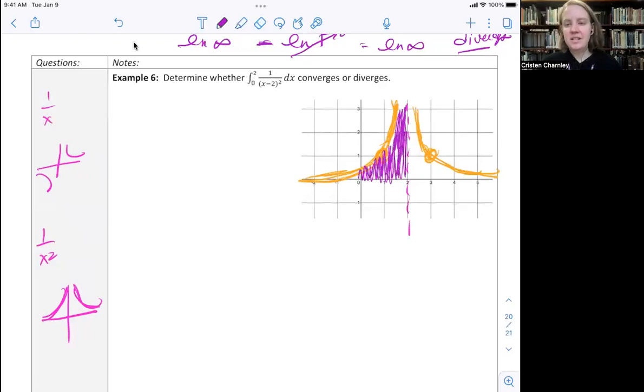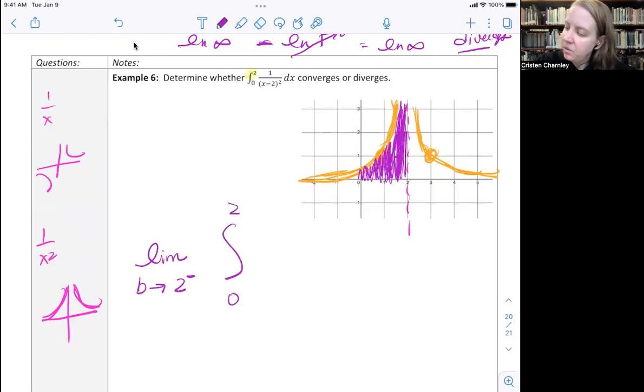So the question is, even though it looks like we'd have infinite area over here as we get close to 2, does it get small enough fast enough for it to work? So this will be the limit. And the problem area this time is the 2, not the 0. As b approaches 2 from the left of the integral from 0 to 2, 1 over x minus 2 quantity squared dx.